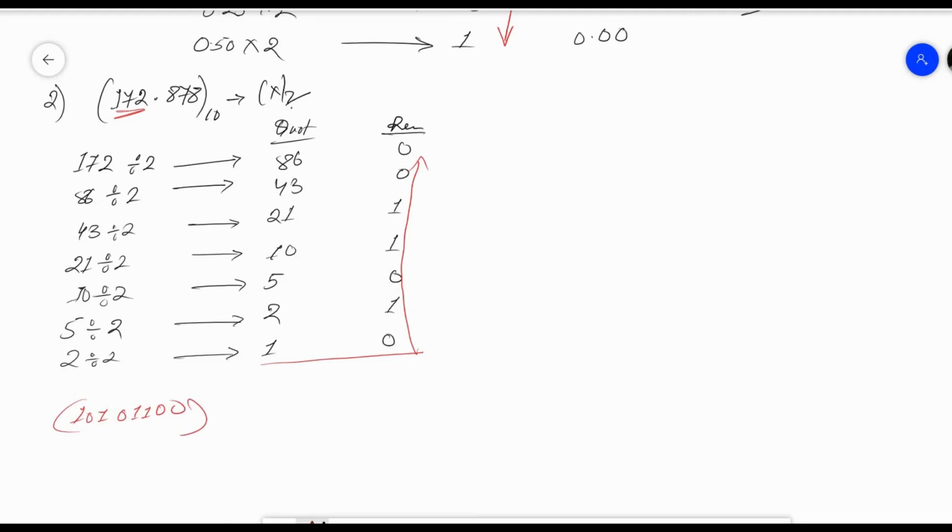And now we convert the fraction part. We have 0.878 and we multiply with the base, so we'll have the real part or the whole part and the fraction part.